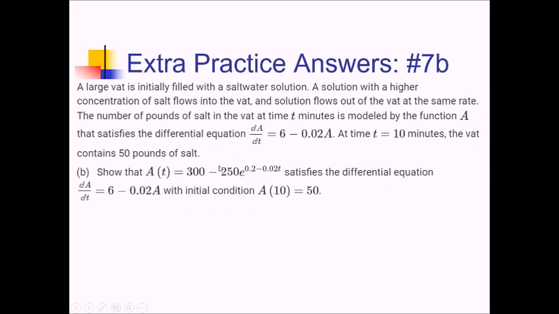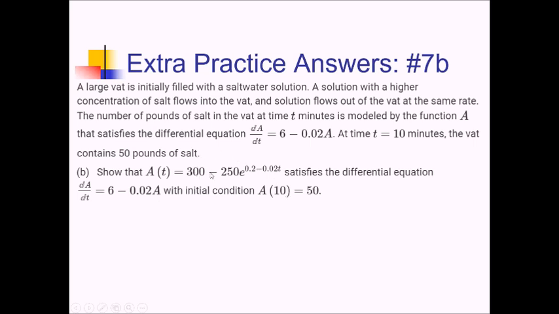A quicker way to do this would just be to show that using this A of t function, A of 10 equals 50, and also that if you take the derivative of this thing, that's going to equal whatever you get when you plug this function into the 6 minus 0.02A part of the equation. So I'm going to do that second piece just to show you that. So let's start with A of 10 equals 50. Let's see if that's actually true.